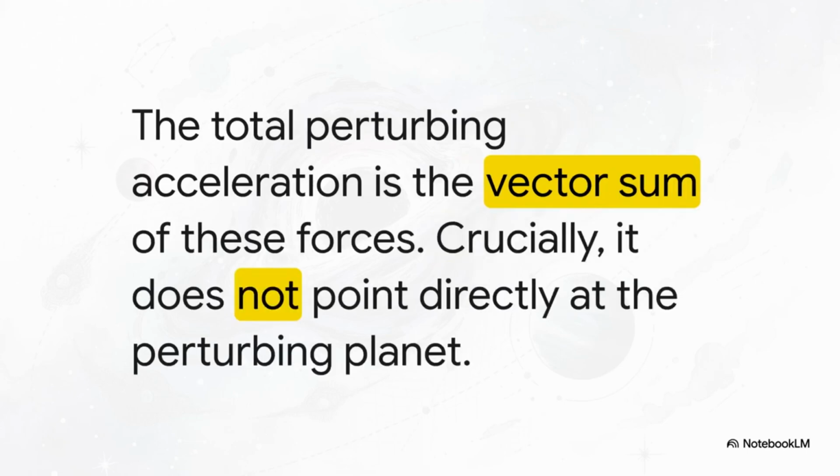And this is the crucial point. The total perturbing acceleration is the vector sum of that direct pull and this indirect effect. And as you can see, the resulting force, the net perturbing acceleration, does not point directly at the perturbing planet. Its magnitude and its direction are constantly changing as the planets move through their orbits, which creates this extraordinarily complex and dynamic system.